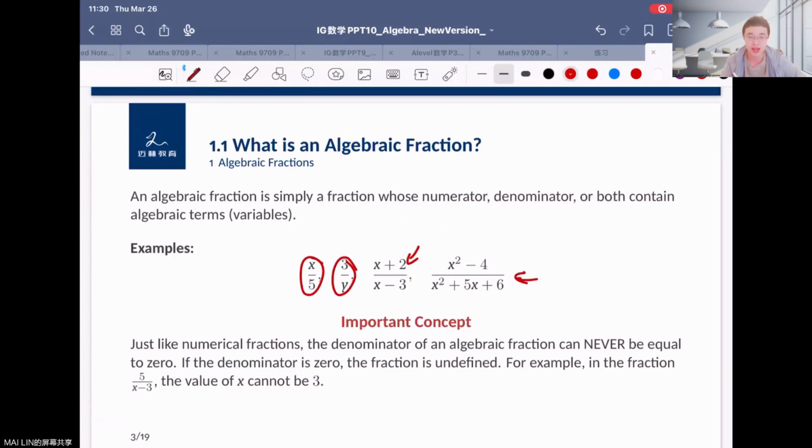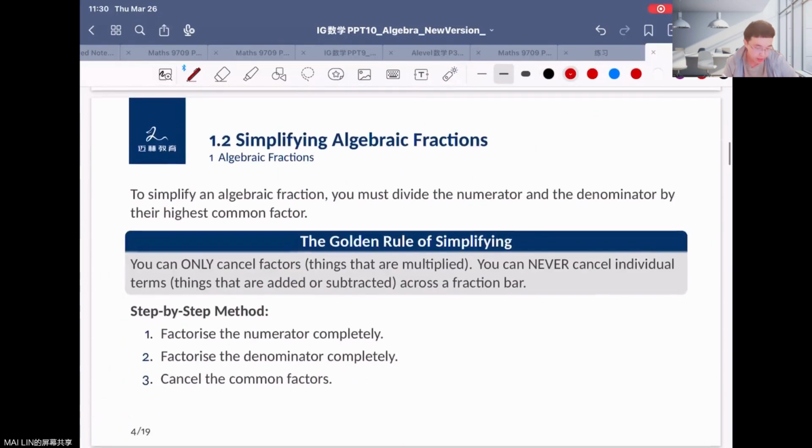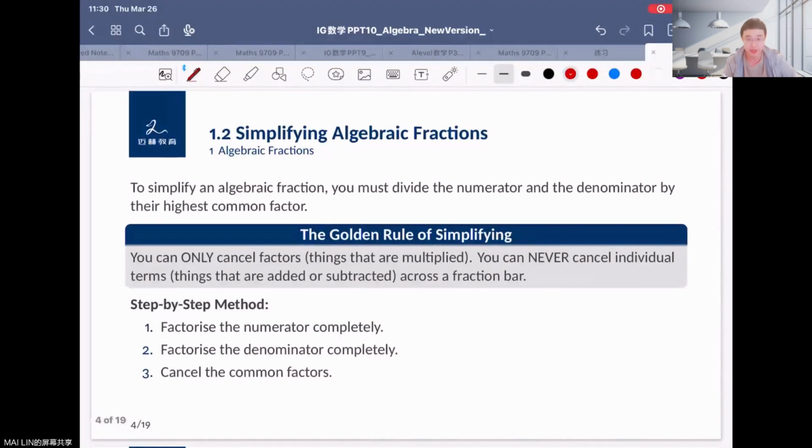Okay, and we have to know that for a fraction, for example 5 over x minus 3, if the denominator is 0, the fraction must be undefined, right? So here we have to make sure x minus 3 doesn't equal 0, right? If it equals 0, the fraction cannot be defined. So here x cannot equal 3. So when you're solving equations, please remember every time to make sure that the denominator cannot equal 0, okay? That's very important.